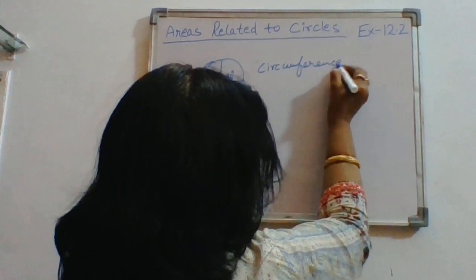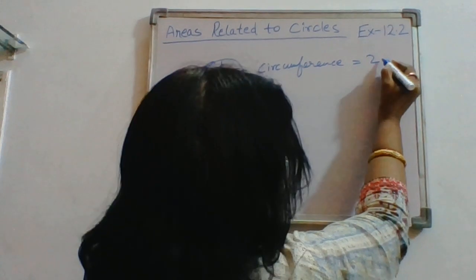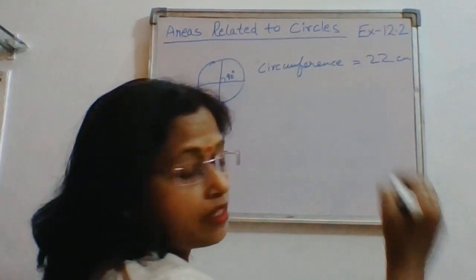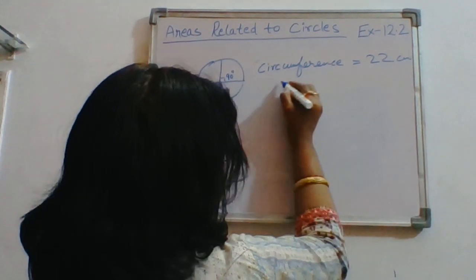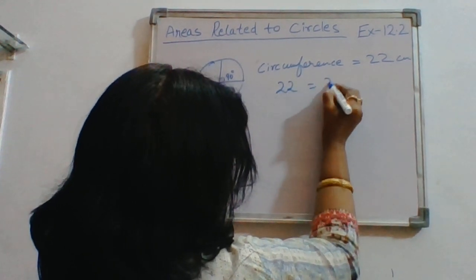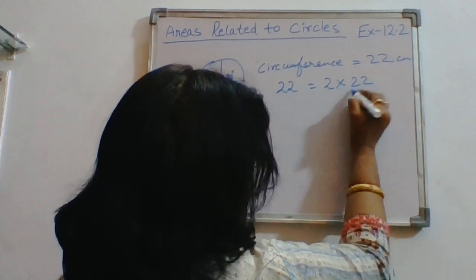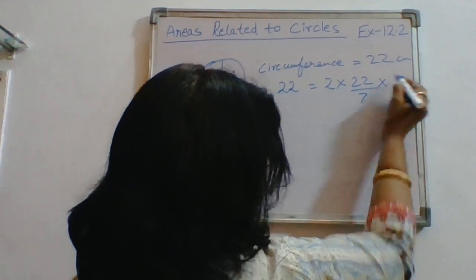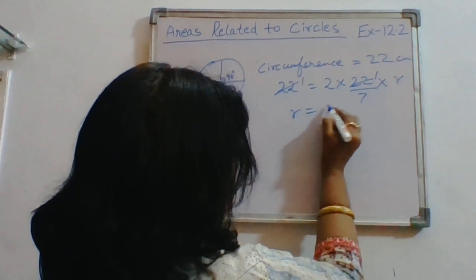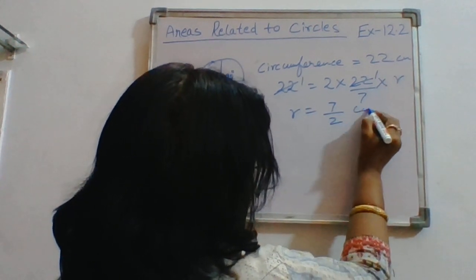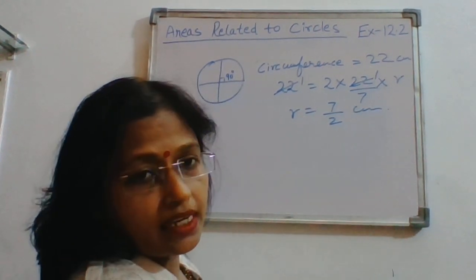circumference that is equal to 22 centimeter. And we know that circumference of a circle is 2 pi r. So circumference 22 is equal to 2 into 22 by 7 into r. Right? 22 ones are 22, so r is 7 by 2 centimeter. So we have the radius.